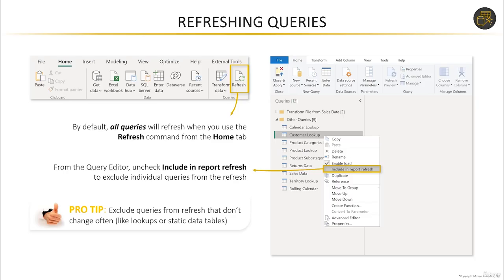So, helpful pro tip here. What you can do is exclude all of your queries that don't change often or maybe don't change at all, like your lookup tables or any static data tables that you might have. So let's go ahead and we'll open up the query editor and we'll make some of these adjustments ourselves.